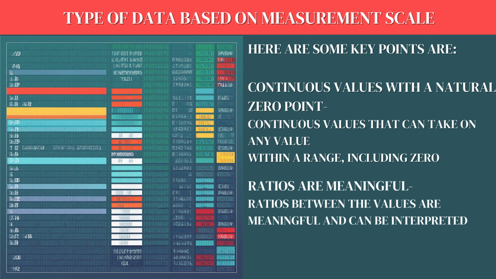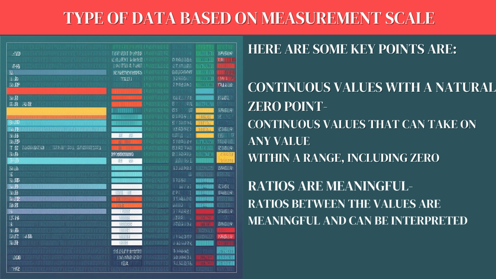Ratios are meaningful, because it has a true 0 point. Ratios or proportions between the values are meaningful and can be interpreted. For example, if one item weighs 10 grams and the other weighs 20 grams, it is meaningful to say that the second item is twice as heavy as the first.